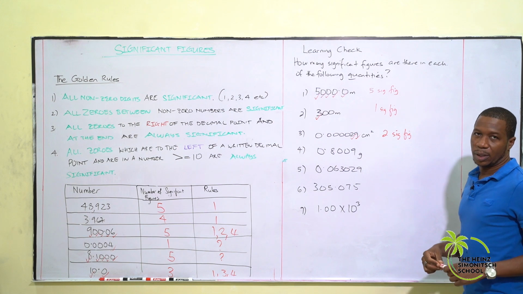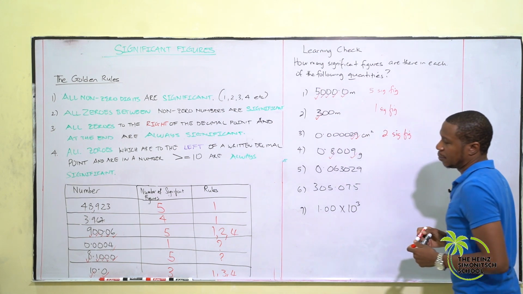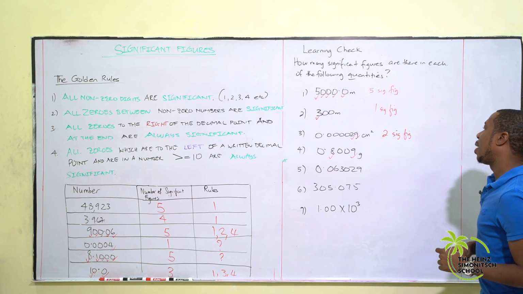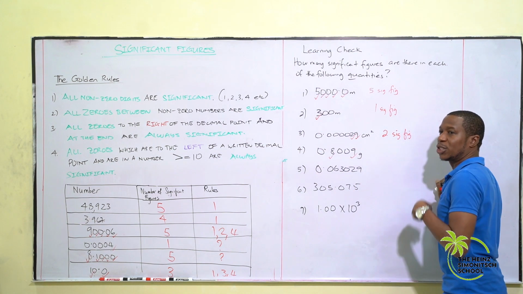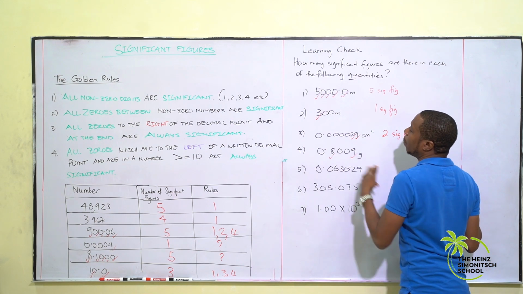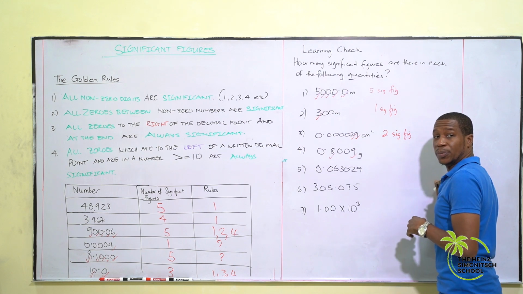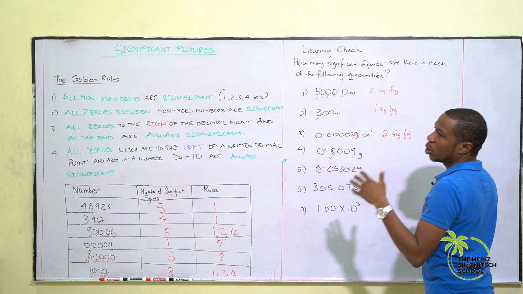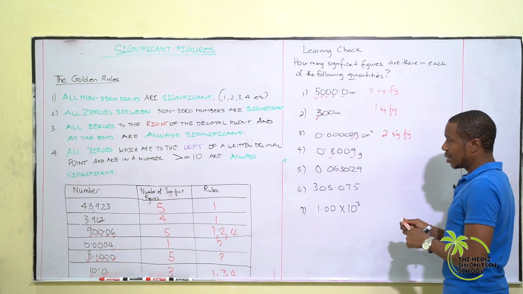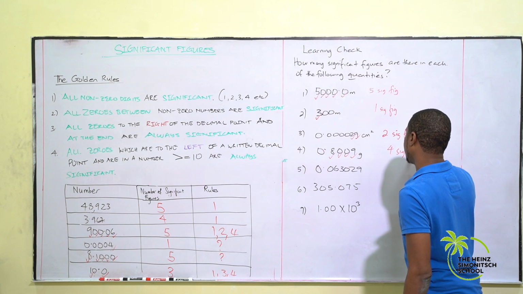What about this one, number 4? Of course, 8 and 9 are actually significant. This 0 is actually not significant because it's a trailing 0 and it's not after a non-zero number in a decimal. Now, these zeros are actually sandwiched, or they exist between two non-zero numbers, so they are considered to be significant. So in this number, we have 4 significant figures.